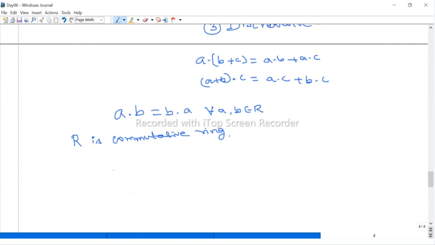Suppose some ring contains an element 1 satisfying 1 dot A equal to A dot 1 equal to A. If for any A in the ring there is one element, namely 1, satisfying this property, then we say R is a ring with identity. This one is called identity, or sometimes unity. So, a ring with unity, or a ring with identity.